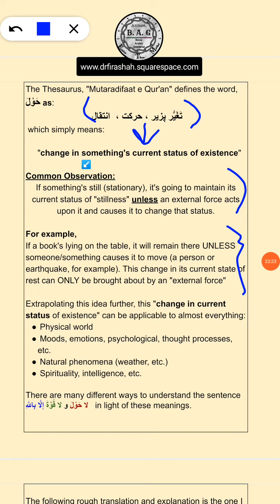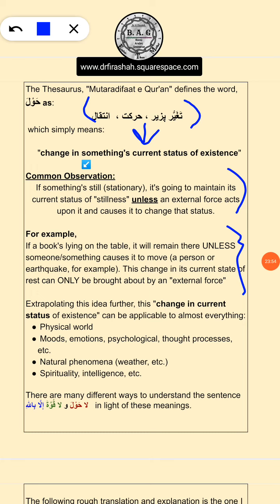You simply kept that ice out on the table, and then it melted. Now that ice has changed into water; that has undergone hawl or taghayyur. It has changed its current status. So that is what is meant by taghayyur or simply hawl. I hope that this meaning of change in existence is clear now. This is the basic and literal meaning of the word hawla.